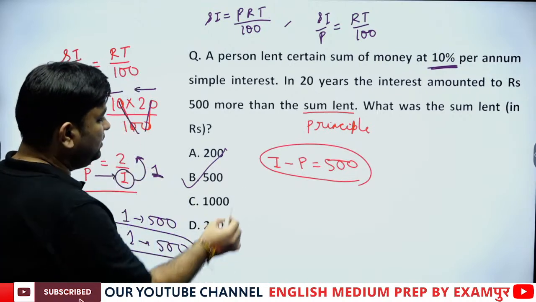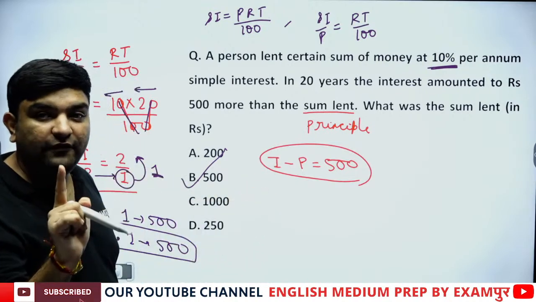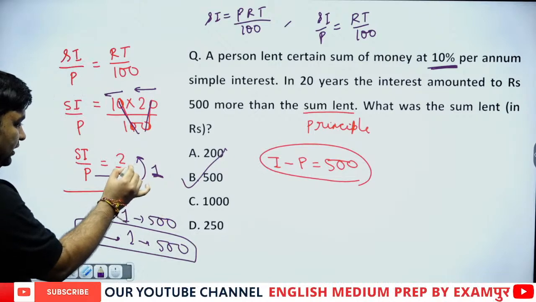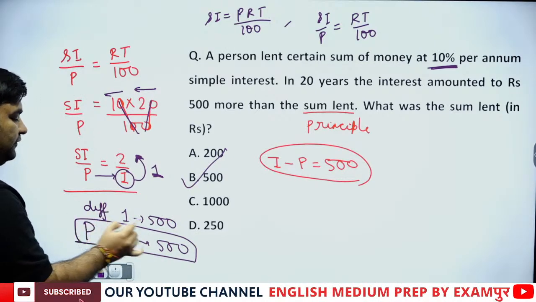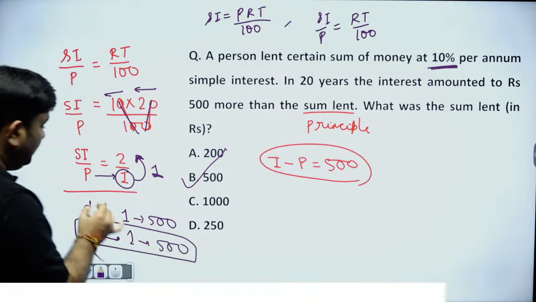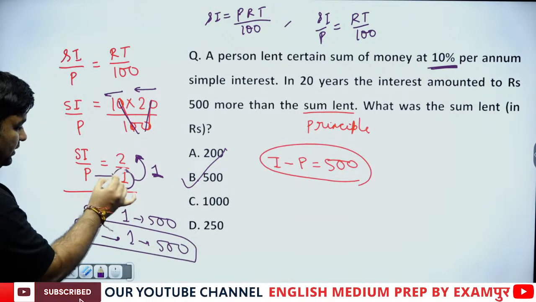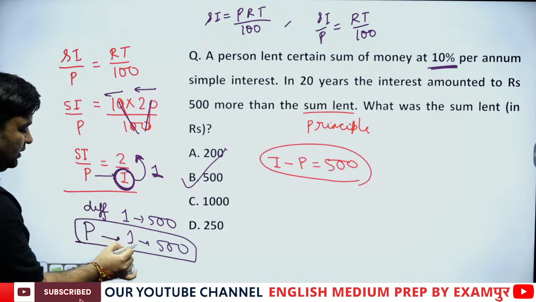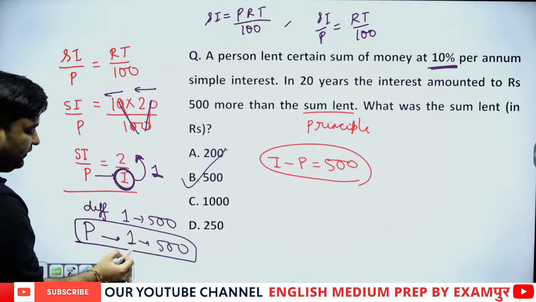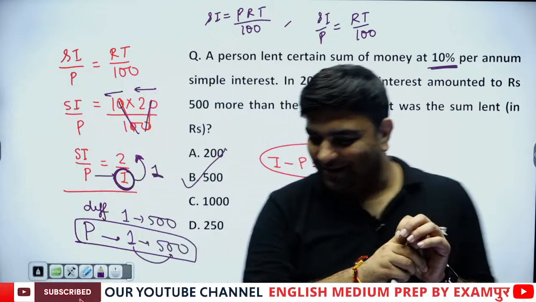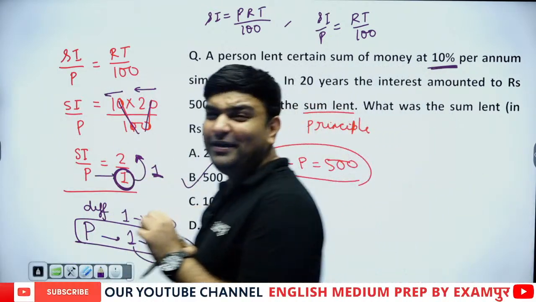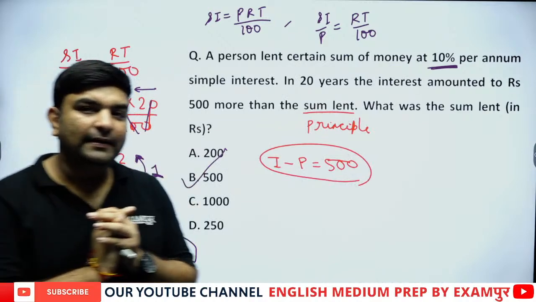Now, their difference is given as 500. According to the ratio, their difference is 1, which is equal to 500. And the principal value is also 1. So if 1 is equal to 500, this one is also equal to 500. Clear?